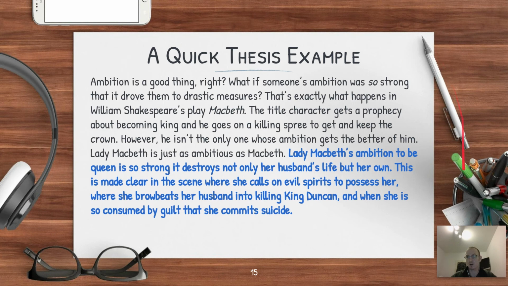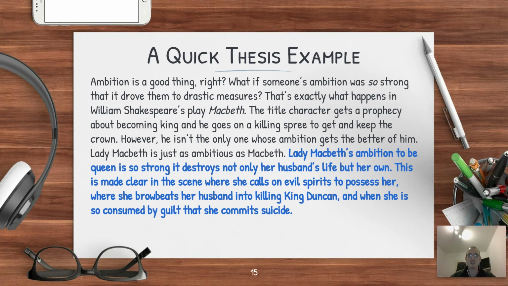So let's look at a quick example. This is actually a whole introduction paragraph, and the thesis is in blue. Let's read the whole paragraph to get the context. Ambition is a good thing, right? What if someone's ambition was so strong that it drove them to drastic measures? That's exactly what happens in William Shakespeare's play Macbeth. The title character gets a prophecy about becoming king, and he goes on a killing spree to get and keep the crown. However, he isn't the only one whose ambition gets the better of him.